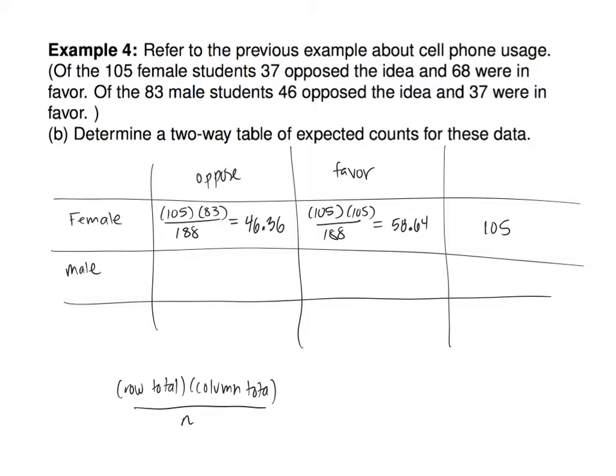Okay, this next one's going to be, what's the row total for the male row? 83. Column total is again over 188. I got that was about 36.64. And this one is 83 times 105 over 188. And I got 46.36 there. Should still add to 83, should still add to 83, and should still add to 105. If you don't get that, you made some kind of mistake.